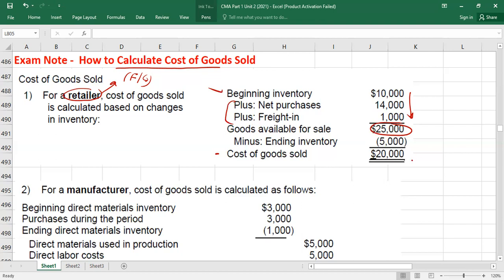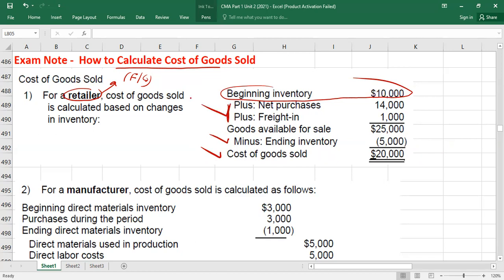Or you might go in reverse, and whenever you go reverse, plus sign will become minus and minus will become plus. So you will take cost of goods sold on your calculator, and then add back the closing inventory. For example, assume all other data is available and you are going to calculate the beginning inventory. Maybe you are provided with the cost of goods sold, the ending inventory, and the net purchases.